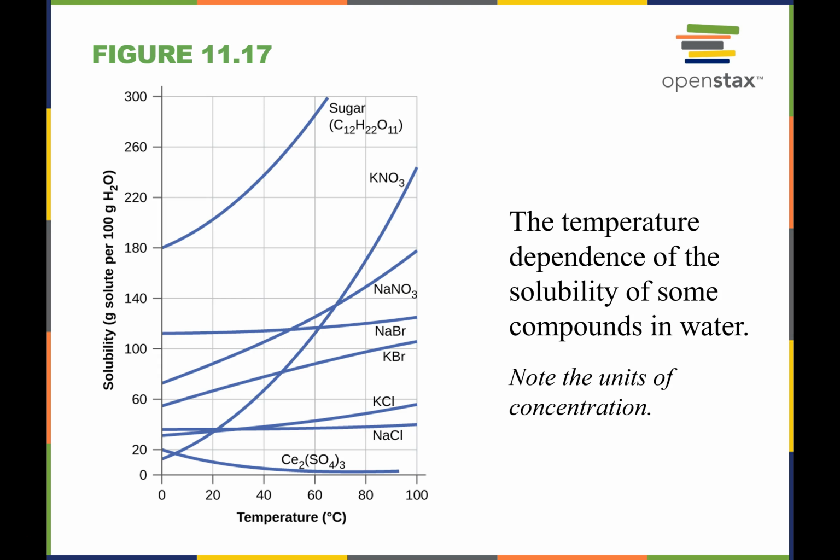This is OpenStax's version of a bunch of different salts. Now, all a salt is is an ionic compound, so these are different salts. And for the ones with the positive slope, along the y-axis we have how many grams of solute per 100 grams of water would dissolve, increasing going up, and along the x-axis we have increasing temperature. So if you increase temperature, you increase solubility, and you get the positive slope.